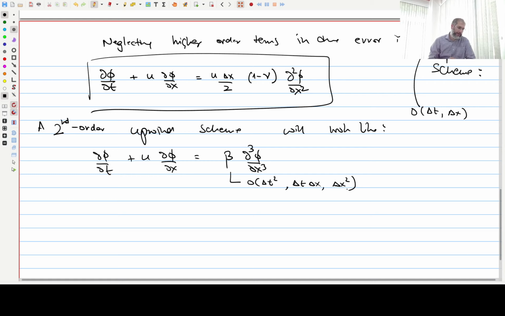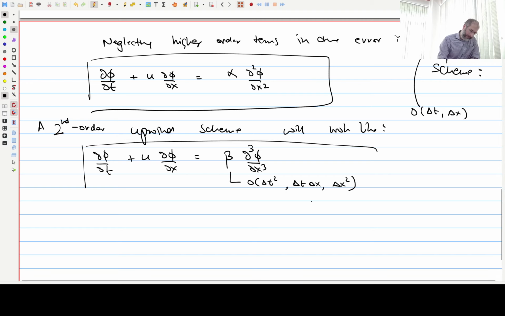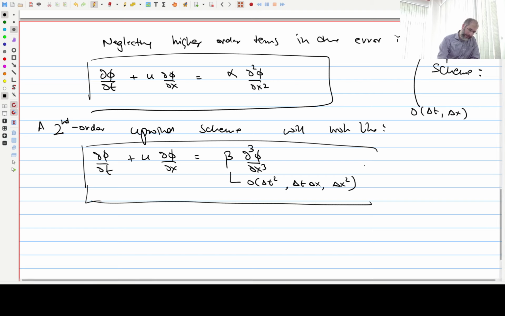So when I solve this scheme, let's call this coefficient alpha. So alpha will have all the information on the coefficients. If I was to compare the solution behavior of a first order upwind, which looks like the first one, and a second order upwind, which looks like the second one, their solutions will have very different behavior.